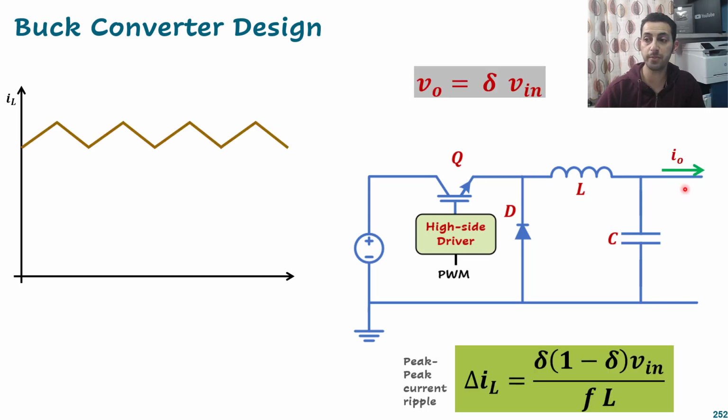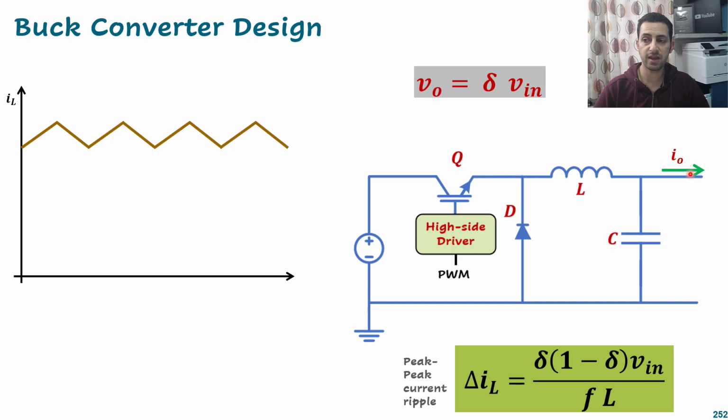Now let's look at the impact of the output current on the delta I, or the ripple of the inductor current here. As we said before, the output current is assumed to be a constant value, without any ripple, or ripple free, and all the ripple will be bypassed by the capacitor here.